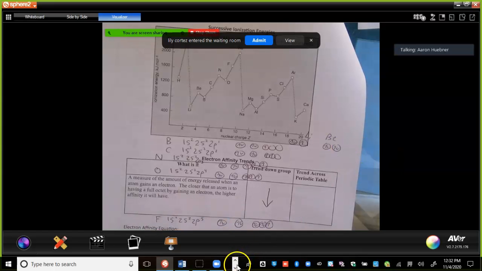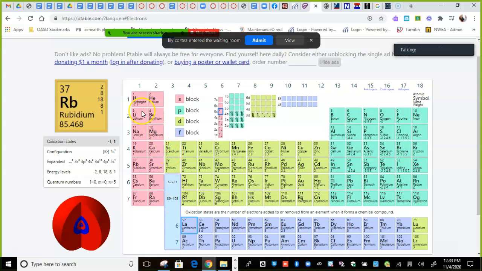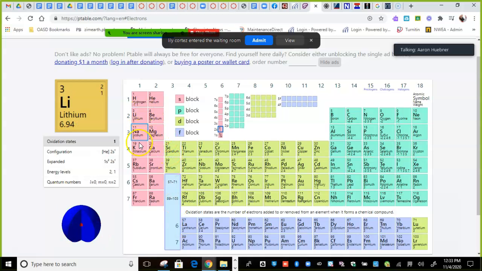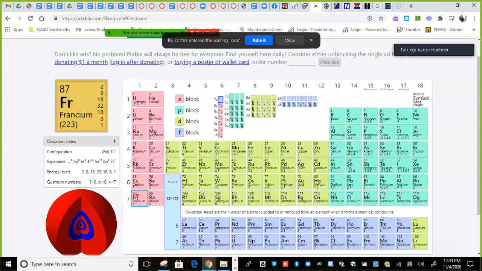Alright, so as you go down the periodic table, the electron affinity decreases. So it's kind of like the opposite of ionization energy as you go down. What's the opposite? No, it's the same. So it's the inverse. If it doesn't take much energy to pull an electron away from francium, then when you add one, it's not going to release much energy, essentially.